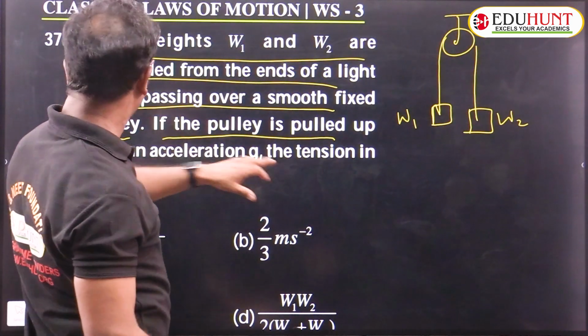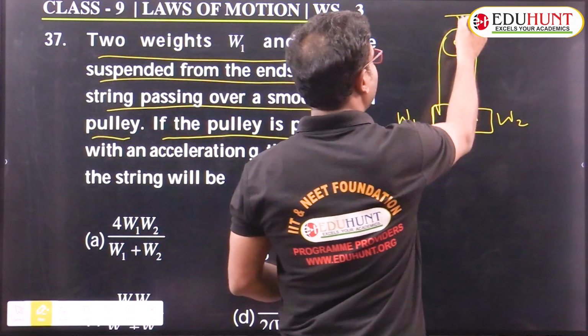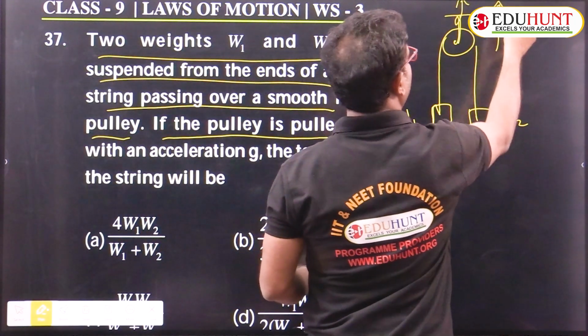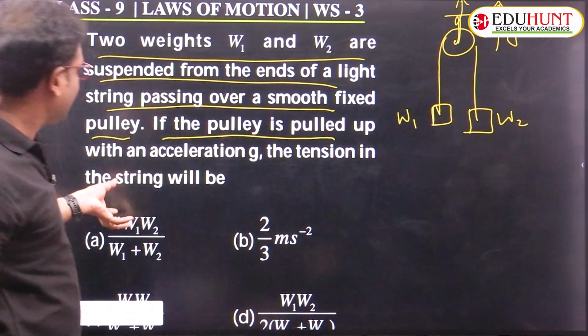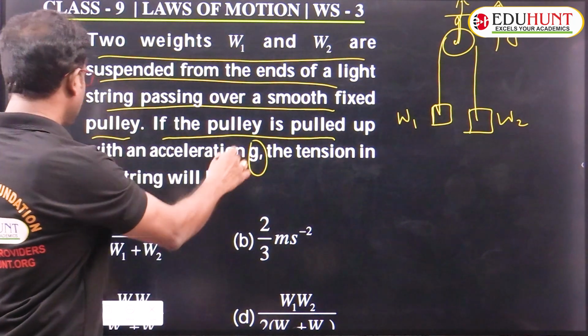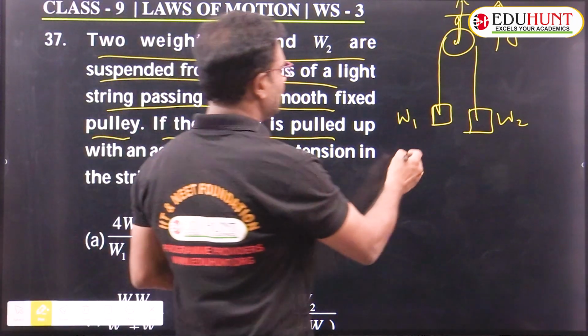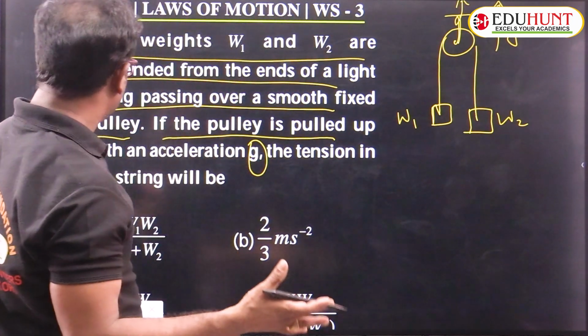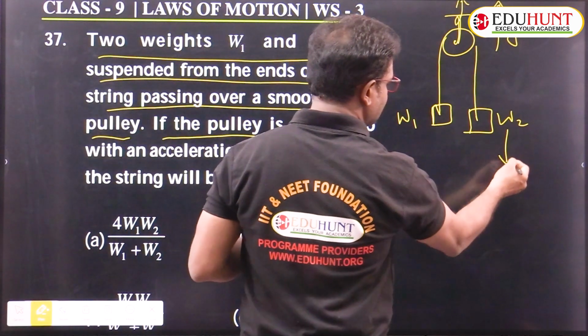If the pulley is pulled up, not this mass, this pulley is pulled up with an acceleration equal to g. If the pulley is pulled up with an acceleration g, what will the tension in the string be, he is asking. Of course, here I don't know which one is greater, either w1 or w2. So for example, if w2 is greater, what happens?